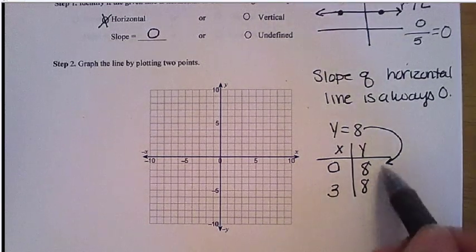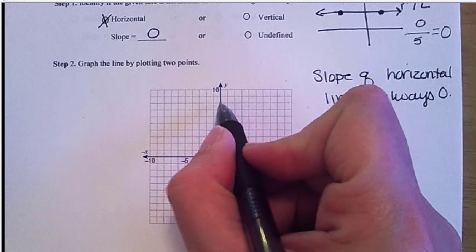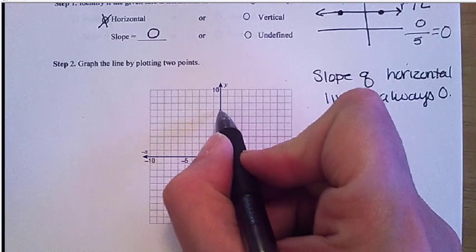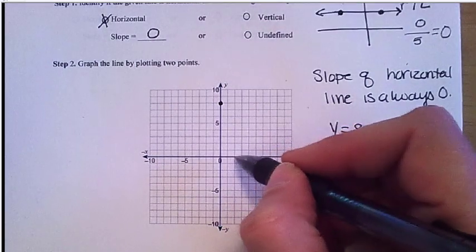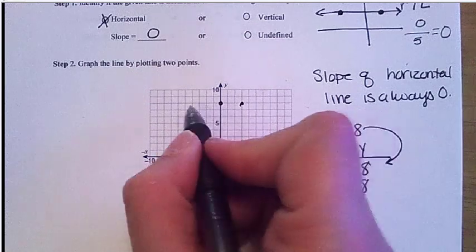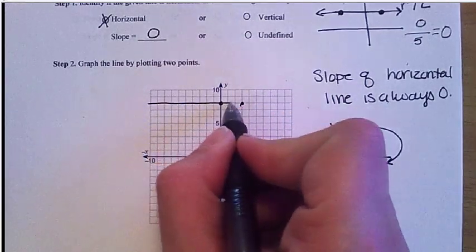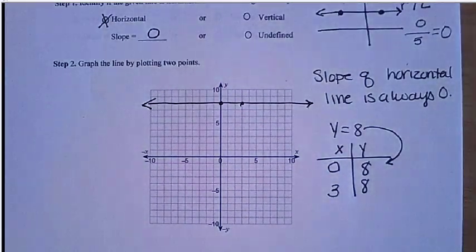So if we graph the point (0, 8), that would be not going left or right, but going up to 8. So there's 5, 6, 7, here we go, is 8. And then (3, 8) would be to the right 3 and up 8. Remember, if we graph this correctly, we would get a horizontal line at the value 8 on our y-axis.